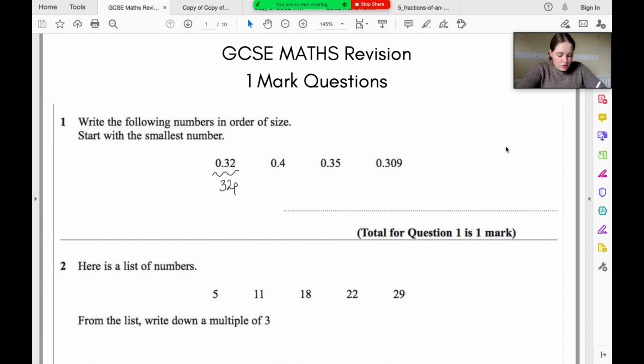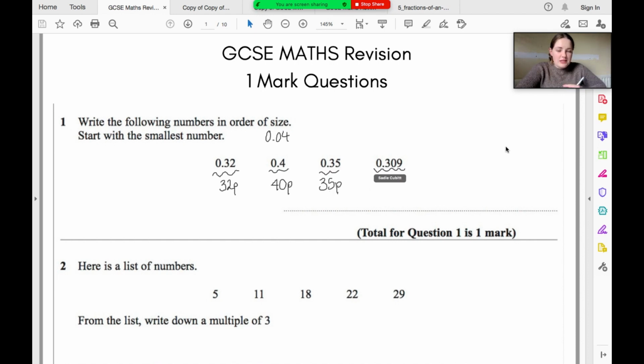Now, this next one, 0.4, we would say that that's 40 pence because 0.4 is equivalent to 40%, all right, so it wouldn't be 4 pence. It would be 40 pence. If it was 4 pence, it would be 0.04, okay? And then this one, we could say it's 35 pence.